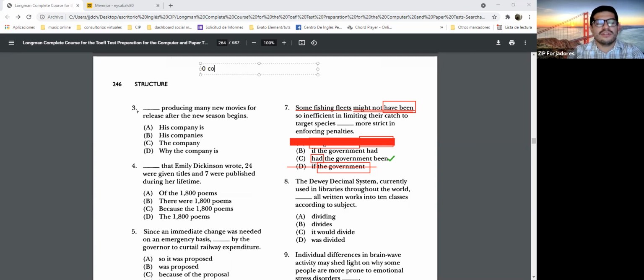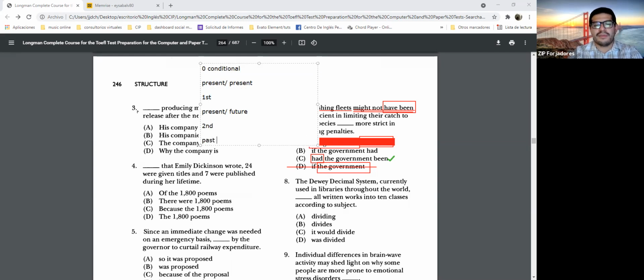zero conditional is present in the condition, present in the result, right? First conditional is present in the condition, and will, future in the result, right? The second conditional is past in the condition, and would in the result, hypothetical.